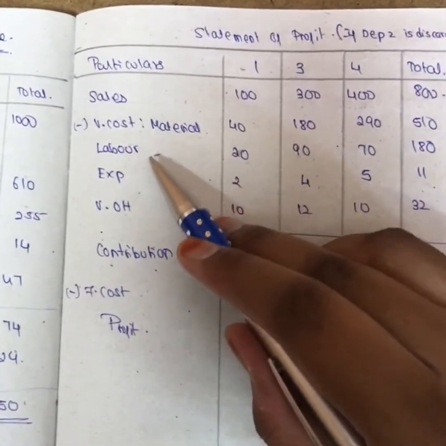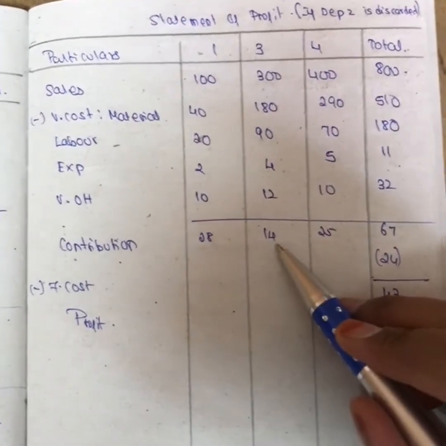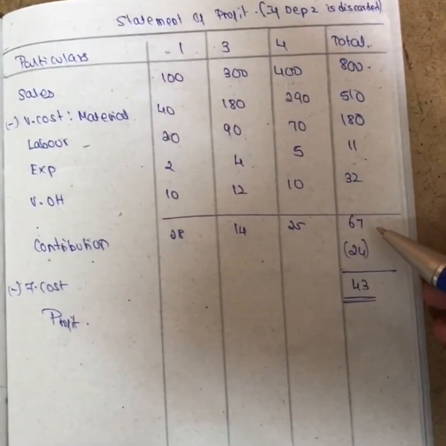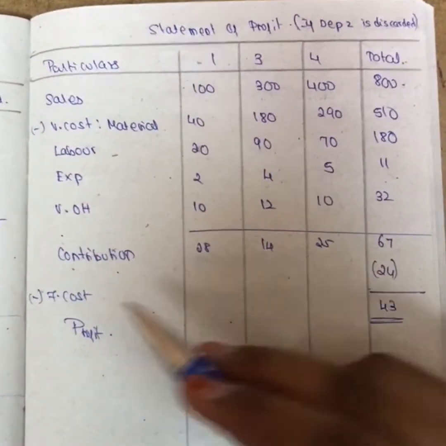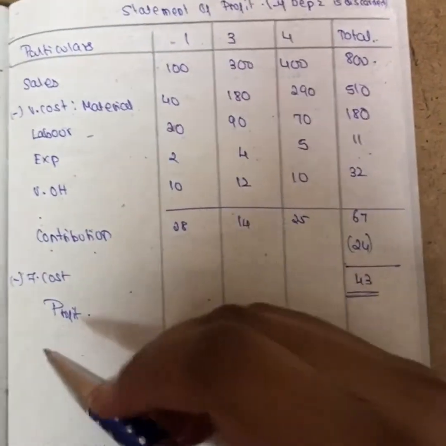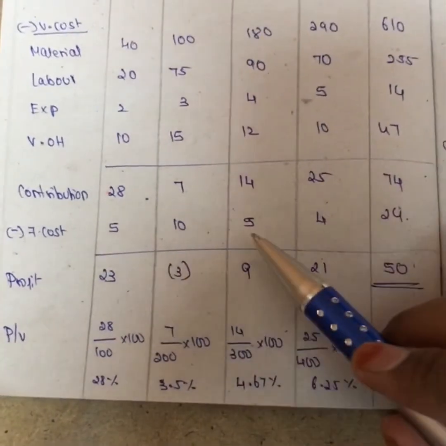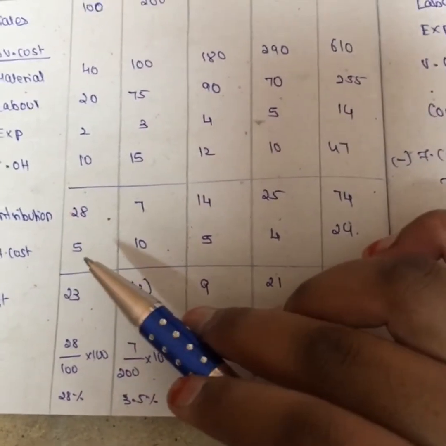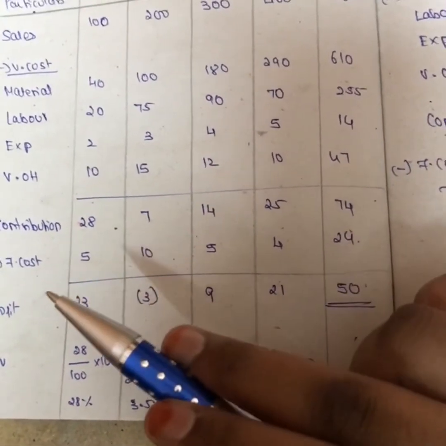Variable cost, material, labor, expenses and variable overhead. So you have a contribution of 28, 14 and 25. So the total is 67, and the fixed cost is 24. I am getting a profit of 43. My fixed cost, we can write the same thing here, 5, 10, 5, 4, right? And one more thing, yes, fixed cost will never change.